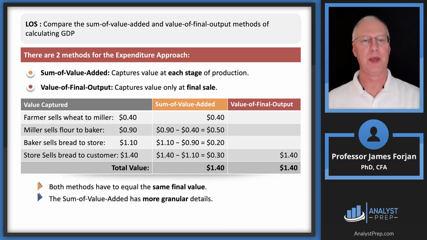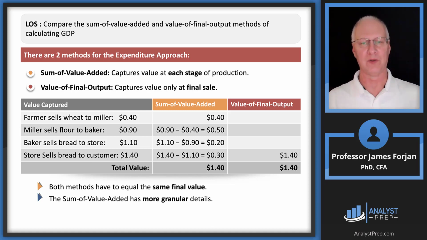Let's go ahead and compare value added and the value of the final output. And I think this is important from not only an LOS perspective, but also from something that I'll mention here in just a second. So hold off on this. So look down the left-hand column. We start with the farmer, sells wheat to the miller, to the baker, to the store, and then finally to the customer. And so the sum of the value added is the 40 plus the 50 plus the 20 plus the 30. So that gets you up to a total value on the expenditure side of $1.40.